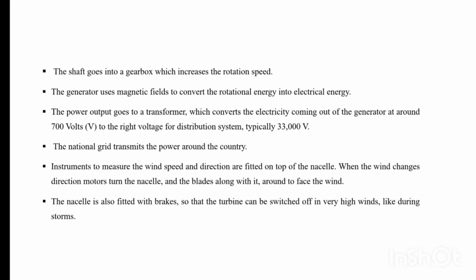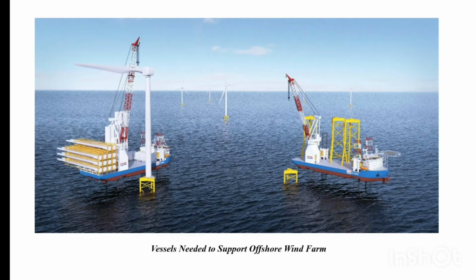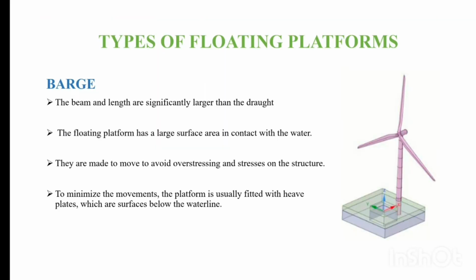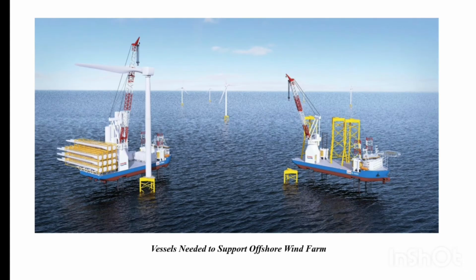Instruments to measure the wind speed and direction are fitted on top of the nacelle. When the wind changes direction, a motor turns the nacelle and the blades along with it around to face the wind. The nacelle is also fitted with brakes so that the turbine can be switched off in very high winds, like during storms. This prevents the turbine being damaged.